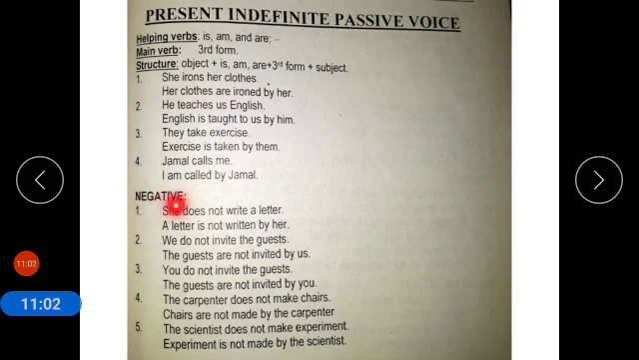Now coming to negative sentences. How to change a negative sentence? She does not write a letter. A letter is not written by her. We will use not along with the helping verb. We do not invite the guests. The guests are not invited by us.